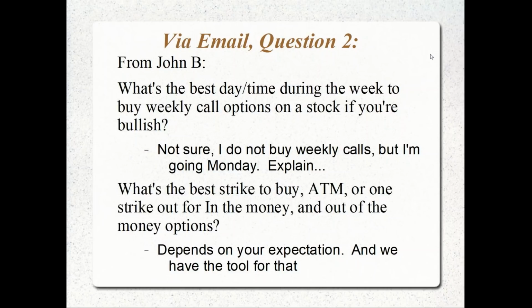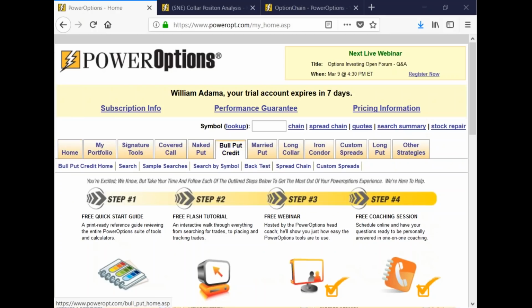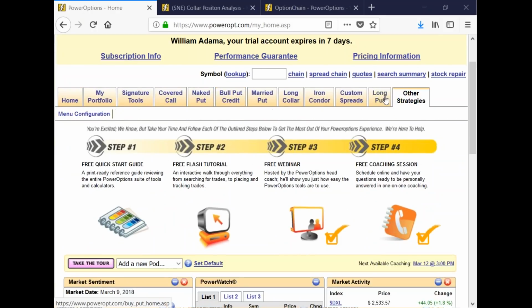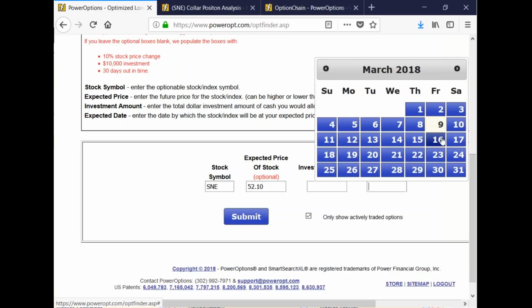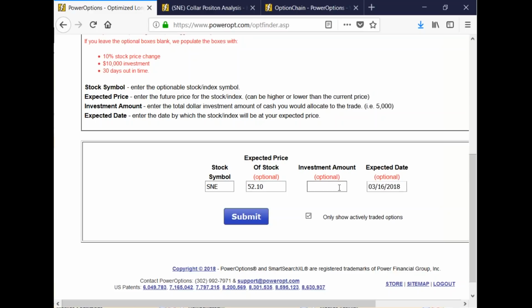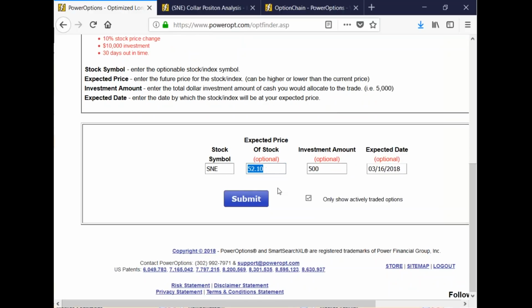So if we go to Power Options, and we go to, I don't have it added here. Oh, I have long put, but I can go to the long option finder. It's one of the signature tools as well. We'll just take that position we were just looking at with Sony, and we know it's at about 51.40, okay? So let's say that I think the stock's going to be trading at 52.10 next Friday, and I'm looking to invest maybe $500 into options. So I think it's going to go up another 70, 75 cents by next Friday.